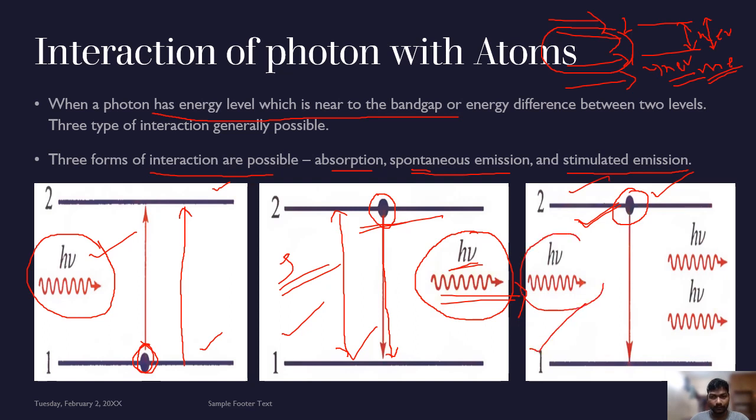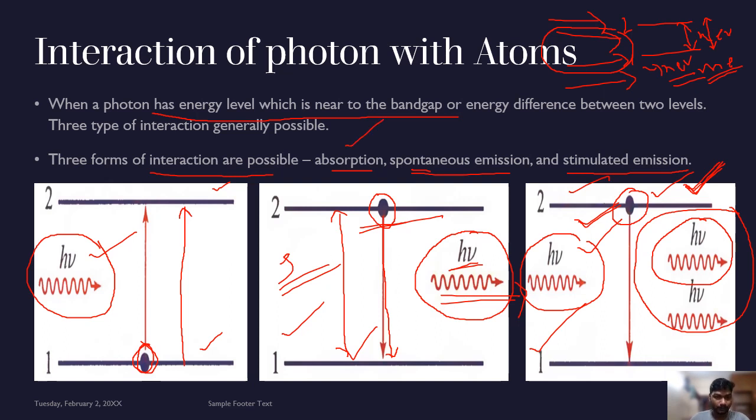means while being stimulated, it releases a clone photon, another photon, which has the same frequency as the incident photon, and two photons are released. So basically, this stimulated emission is very important with respect to laser. So let's recap this.